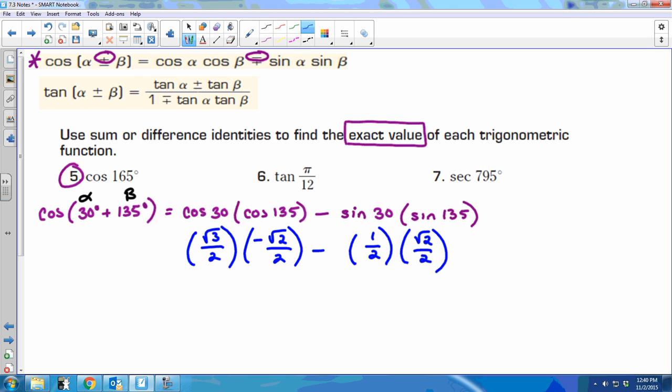When you're multiplying fractions, you just multiply straight across. When you're multiplying radicals, you can multiply the numbers underneath the radicals. So the square root of 3 times negative square root of 2 is negative square root of 6. And 2 times 2 is 4. And then 1 times the square root of 2 is the square root of 2. Again, 2 times 2 is 4. And we just want to write it as one fraction.